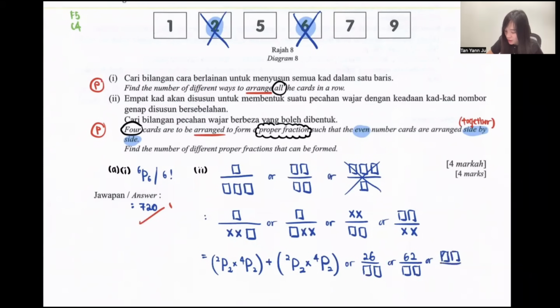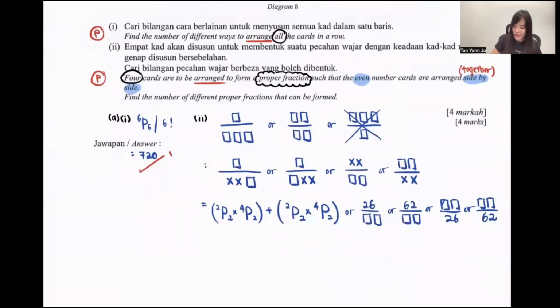So let me draw out all the possibilities just in case I miss out some of them. Okay, this one I press the calculator first. 2P2 times 4P2. This one is 24. This one is also 24. Okay, maybe you tell me, teacher, why do I care? You see?